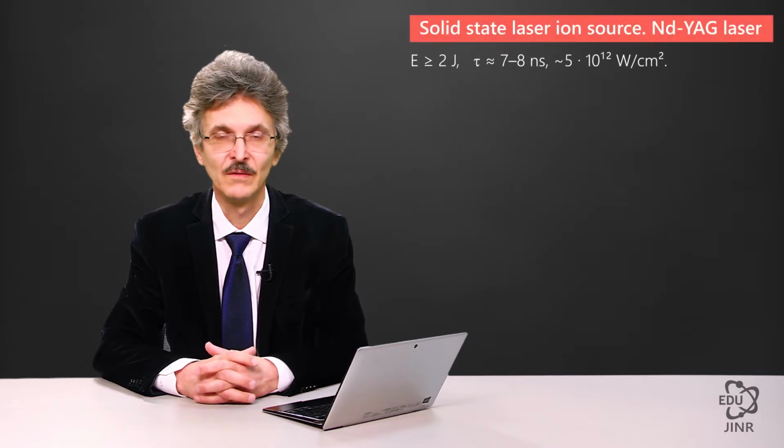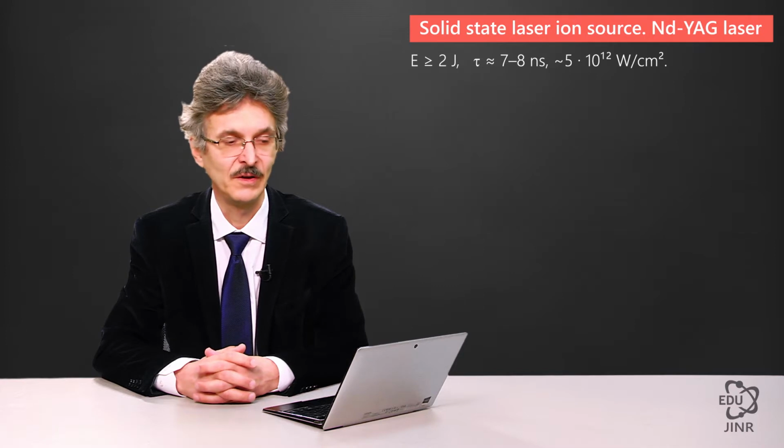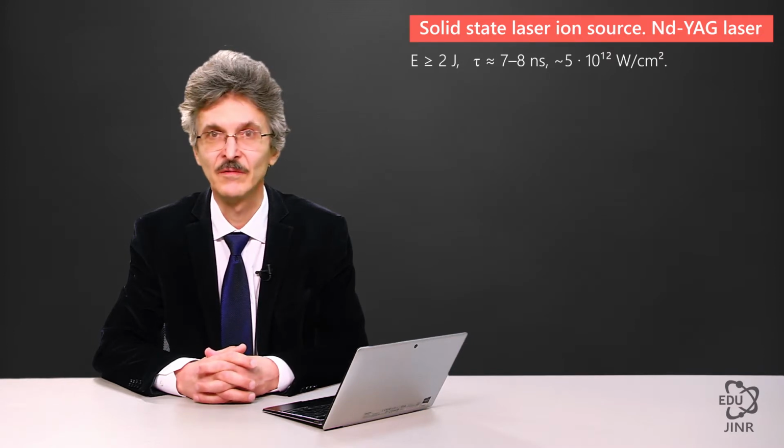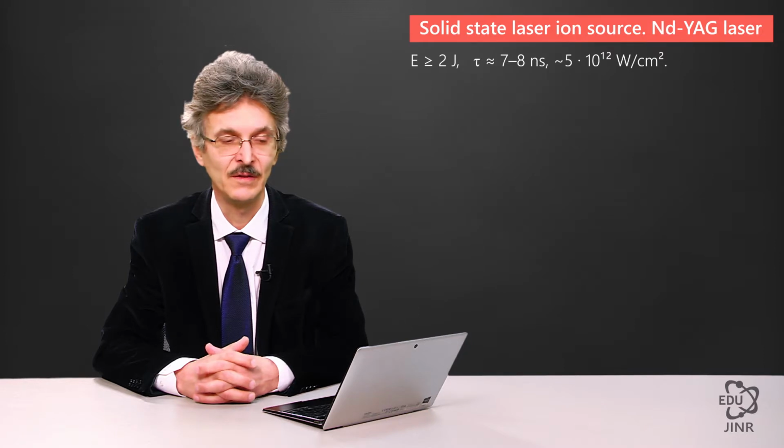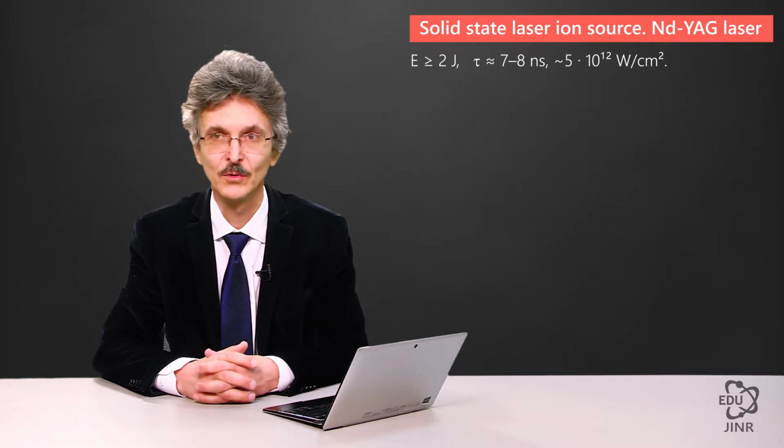The full energy in the laser radiation impulse amounts to around 2 joules, with an impulse duration of 7 to 8 nanoseconds. This corresponds to about 5 times 10 to the power of 12 watts per square centimeter. That is around 6 orders of magnitude higher than the threshold limit value needed for the laser source to work. The laser source is quite simple in design. The main elements of this source are at normal atmospheric pressure.